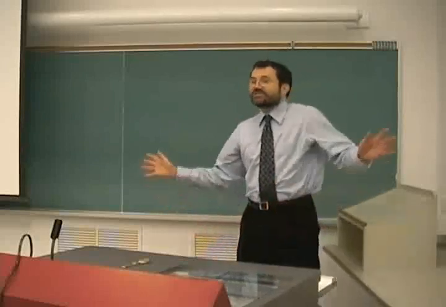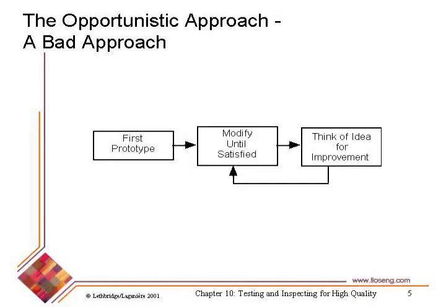The first one, which is not good, is the opportunistic approach. This is the approach which is almost the default if you don't do any project planning. You cook something up, call it a first prototype. You modify it until somebody's satisfied. Might be just you, might be a user, which is actually quite good, but typically it's just you.